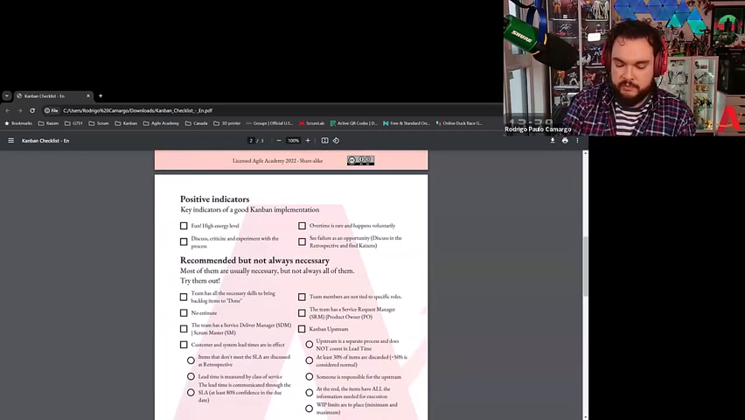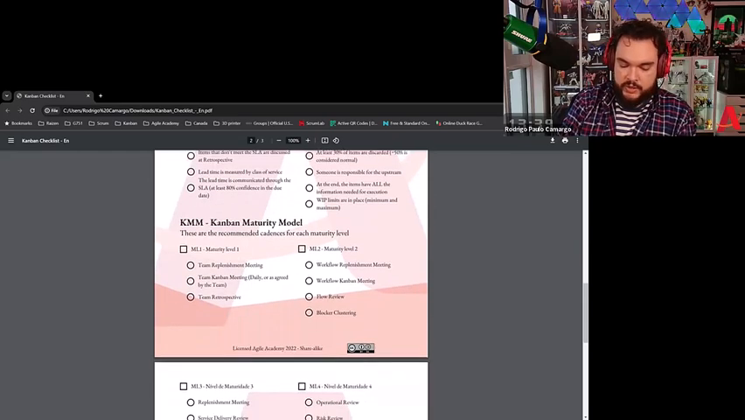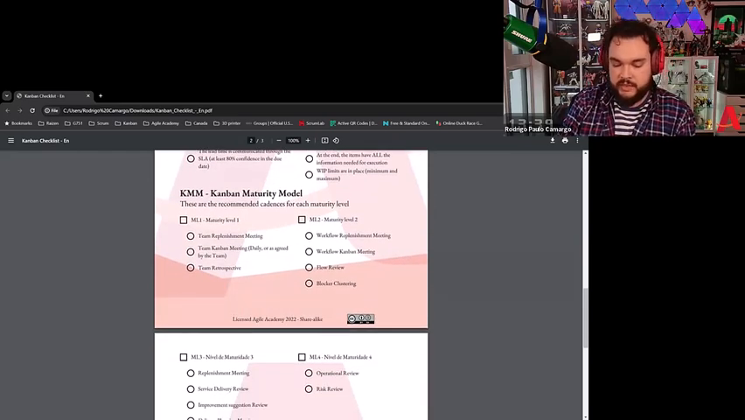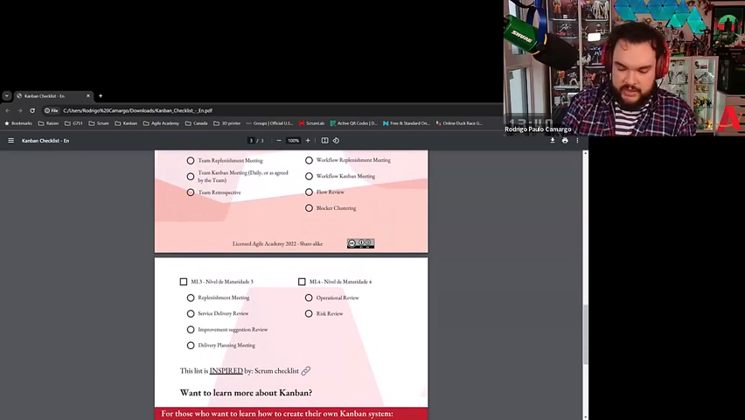Then we have some positive indicators, key indications of a good Kanban implementation. Then we have recommended but not necessary. Basically, the items here are normally necessary, but maybe you are not going to need all of them, so you try them out. And then lastly, I put a little of KMM. I basically put the recommended cadences for each one of the levels. So we have maturity level 1, 2, 3, 4. That being said, I will zoom in on each one of them.